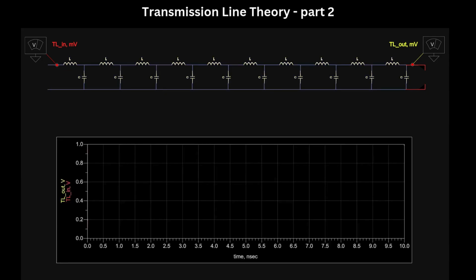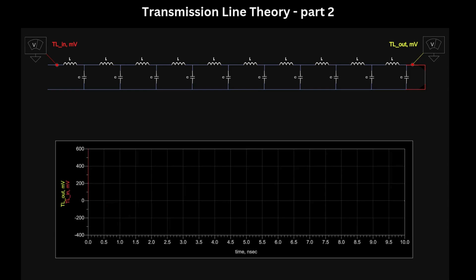If we set the load as open circuit, the voltage at the output, as well as that in the input, will finally settle to 1 volt after a series of reflections. At first, the voltage at the input settles to 200 millivolts, then settling the output to 400 millivolts. Then finally the input and the output, as well as each point in the line, will finally settle to 1 volt after a series of reflections between the input and the output.